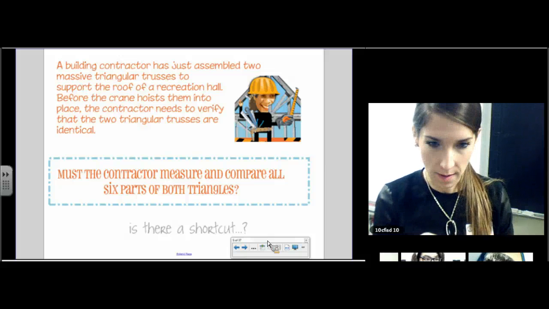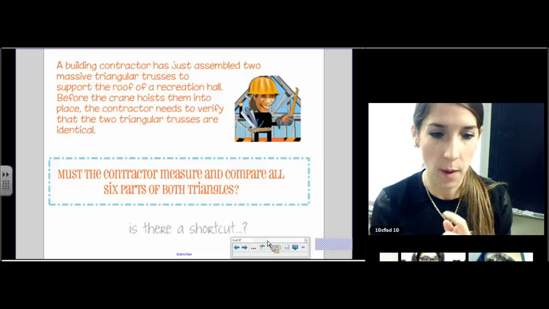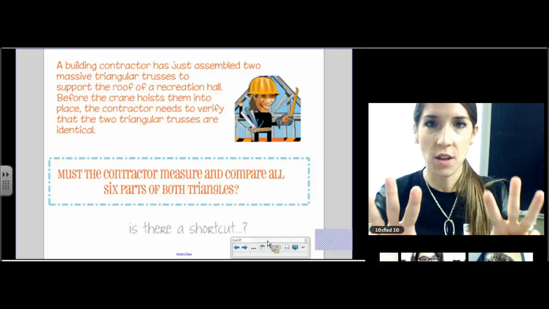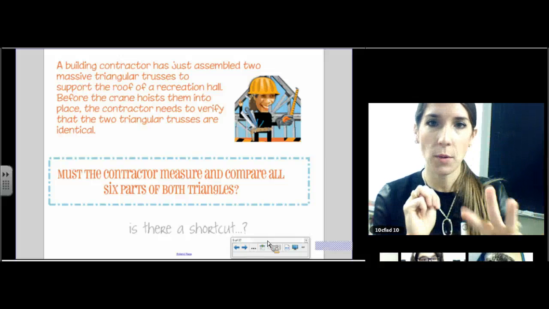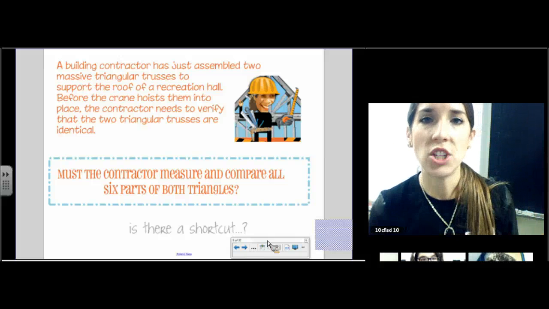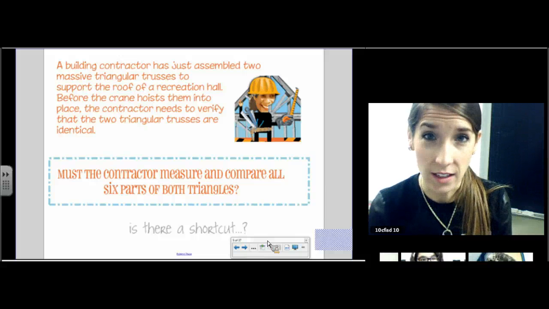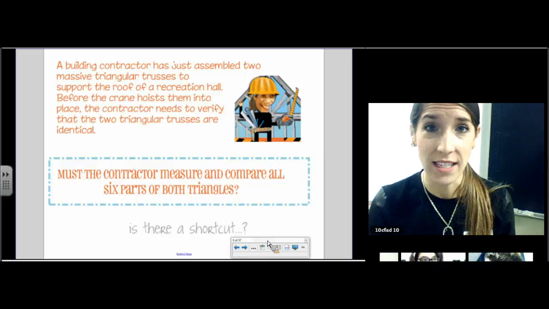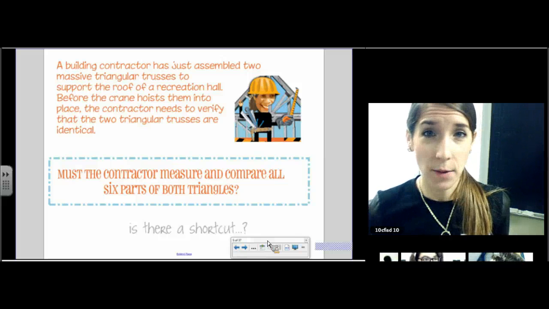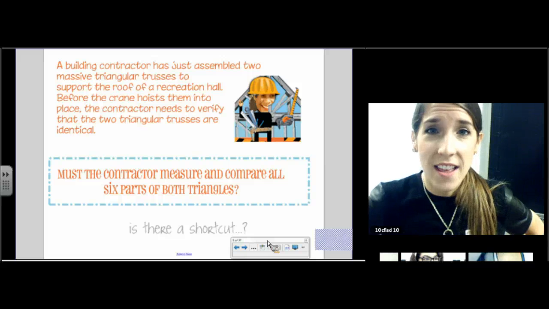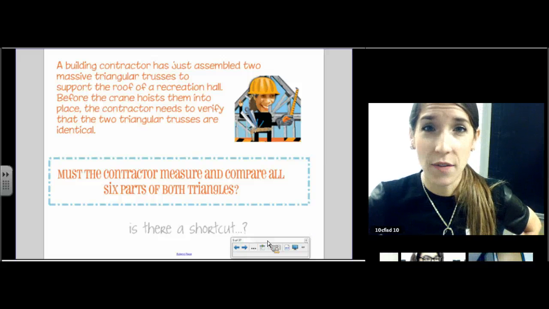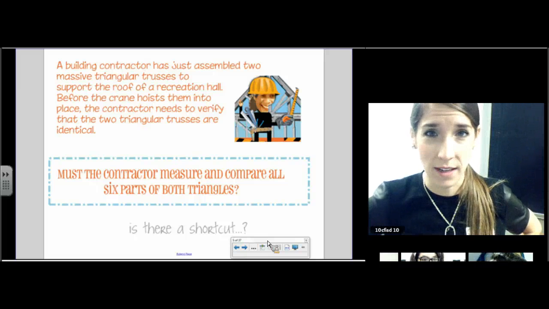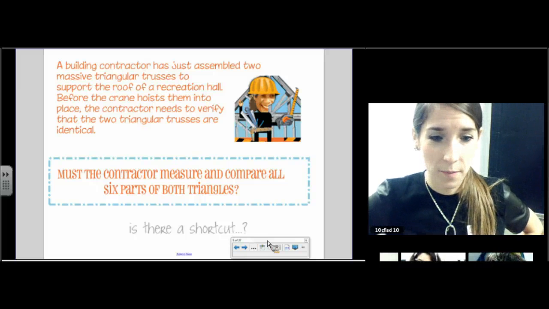Must the contractor measure and compare all 6 parts of both triangles? So do we need to compare the 3 sides to the 3 sides? Do they all need to match? And compare the 3 angles to the 3 angles? That would mean she would have to measure 12 things. So what we need to know is, is there a shortcut? Because if she measures 12 things every time she has to quality check this, she might be really inefficient. That might be a bad use of time. And a bad use of time means extra money spent, which does not make the boss very proud.